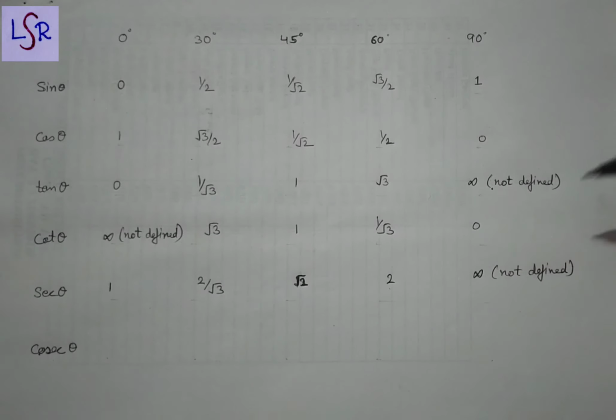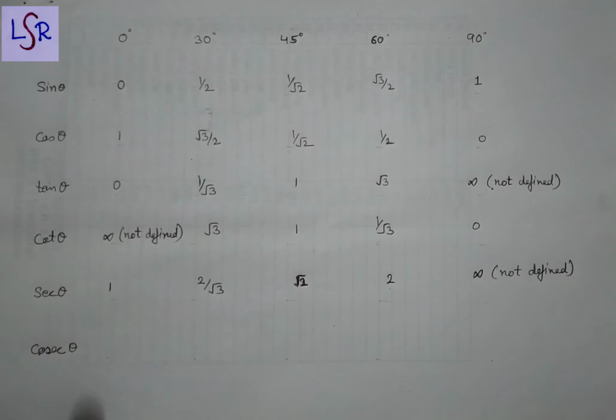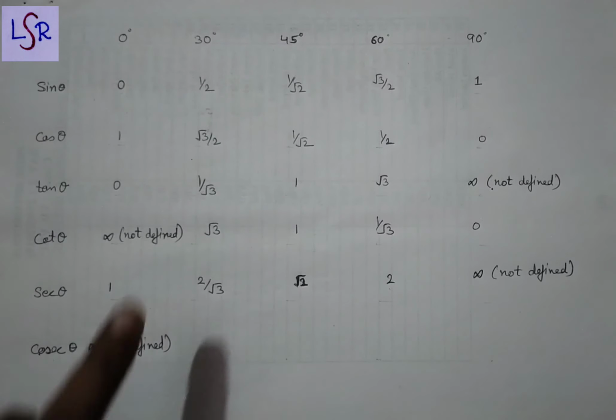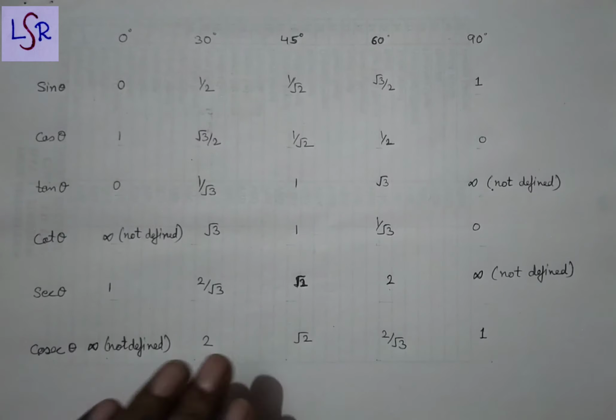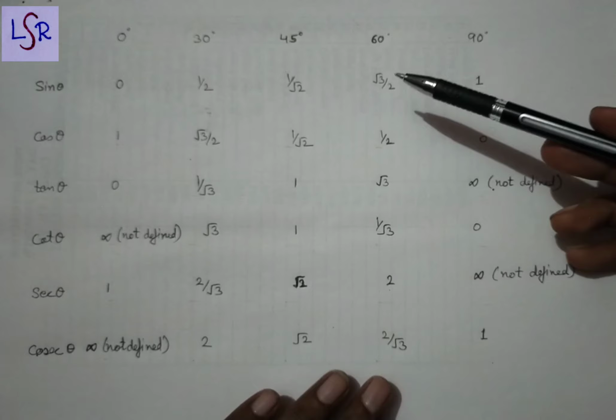Now in case of the cosec, this will be the reciprocal of sine. And we'll start with not defined because it is 0. Then it will be 2 as the reciprocal of 1 by 2. Then root 2, the reciprocal of 1 by root 2. Then 2 by root 3 as the reciprocal of root 3 by 2, and then 1.